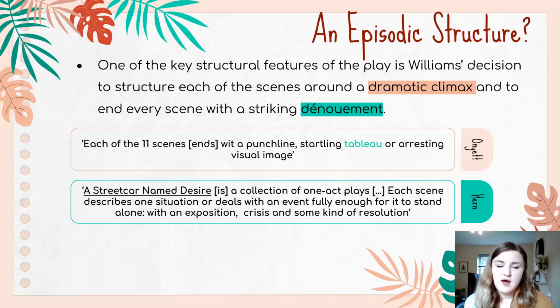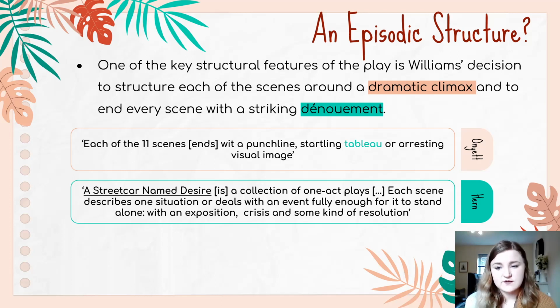One of the key structural features of his play is to structure each of the scenes around a dramatic climax, and every end of the scene has some kind of striking denouement, whether it's Blanche having some ambiguous final line at the end, or whether it's a violent confrontation, for example.